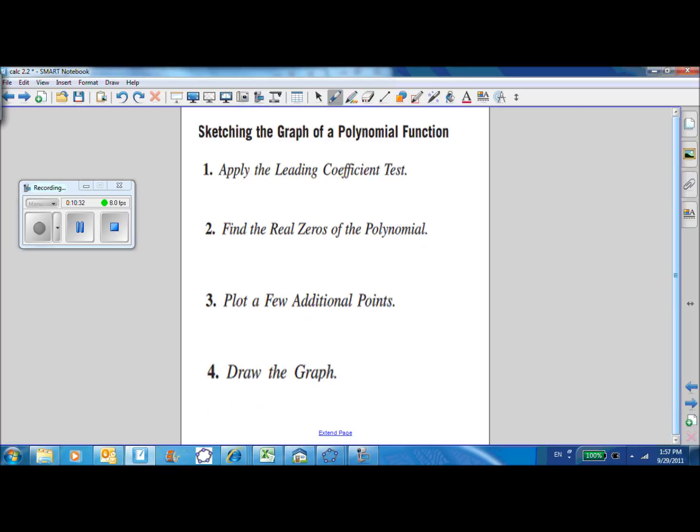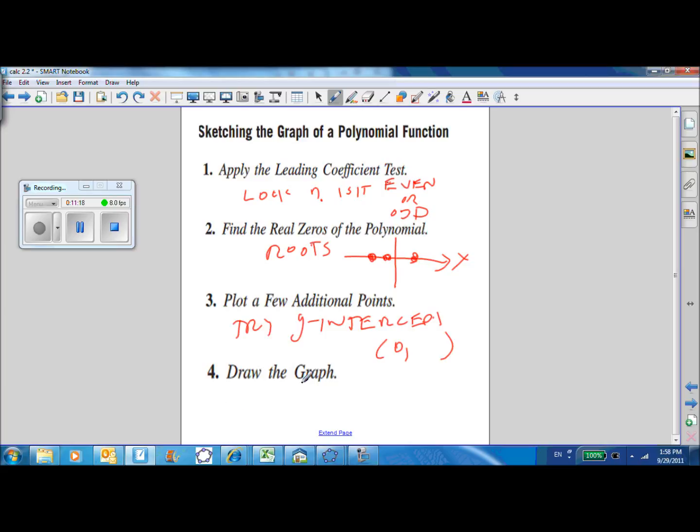Now, here are our steps for sketching the graph of a polynomial function. We talked about how the leading coefficient tells you what the direction is, and also the degree of the polynomial. Find the real zeros of the polynomial. That's the roots. That's going to be where it crosses the x-axis. So you're going to be plotting those. Plot a few additional points. I suggest draw the graph then. Remember, it's got to be smooth and continuous.